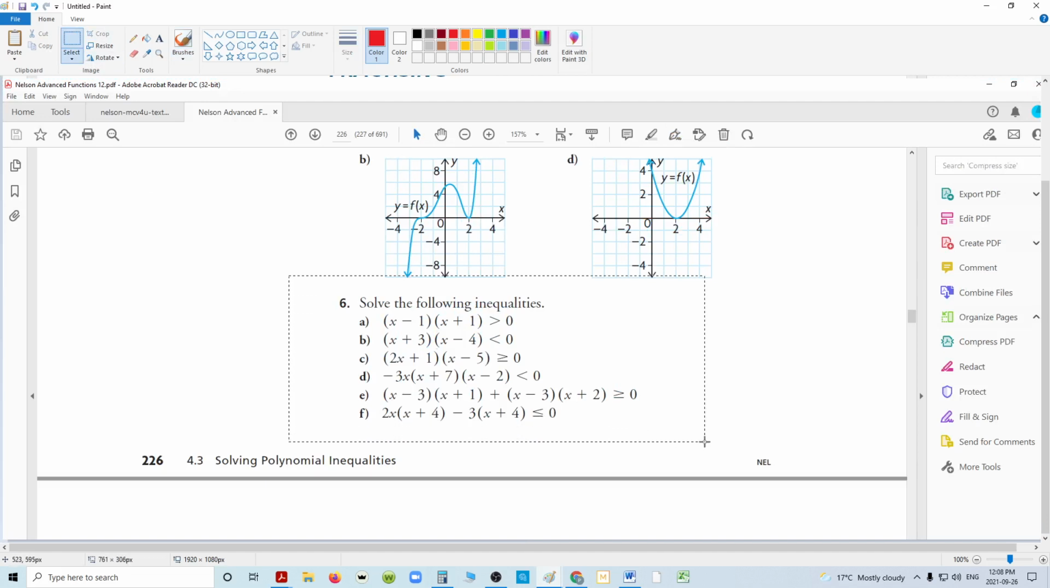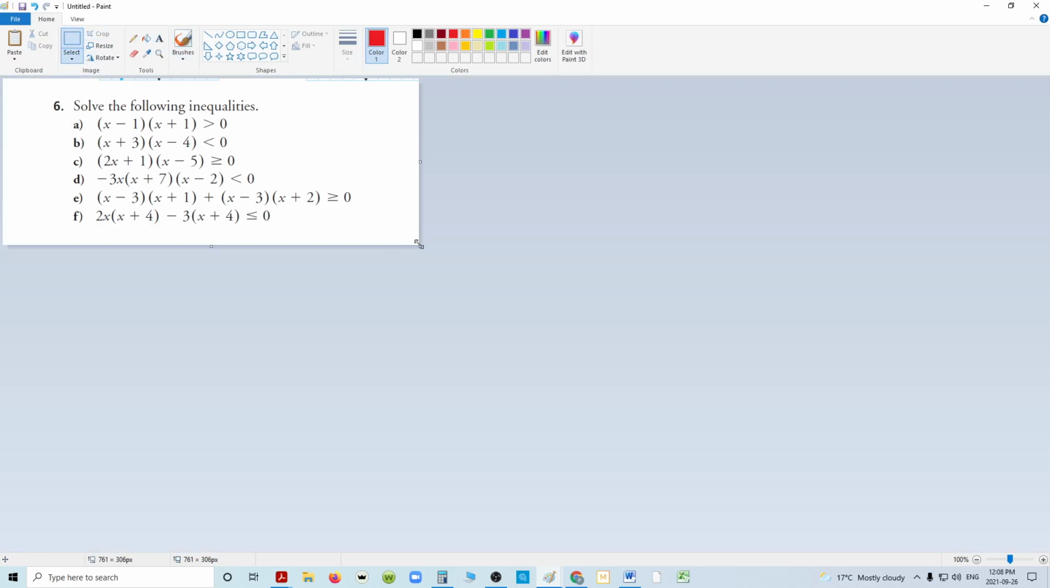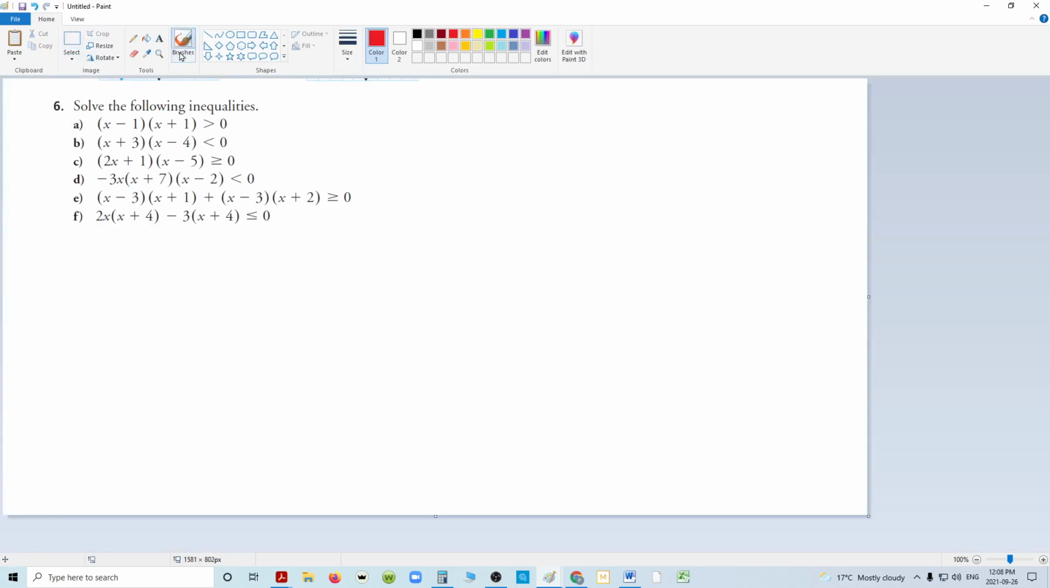Okay, solve the following inequalities. So this just would be using a number line again. So for A, we're looking at a parabola, and it clearly goes through 1 and minus 1. If you know your parabola, you also know this one's positive, which means it's upward facing. Since it goes through -1 and 1, it goes like this.